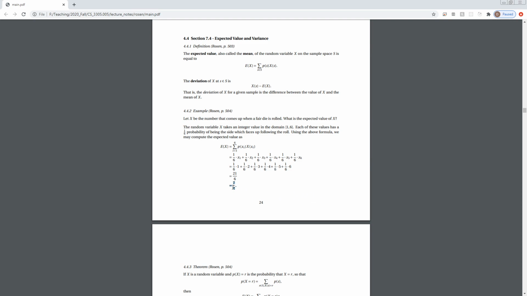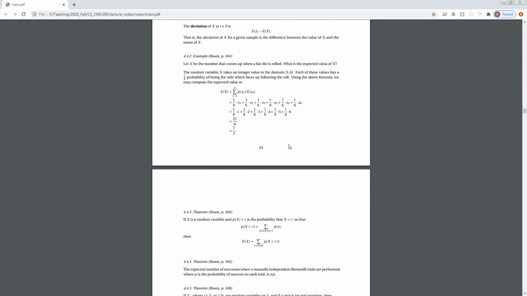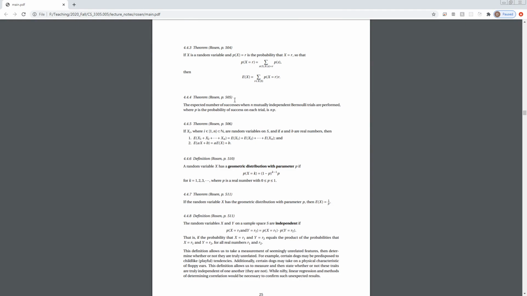So just because it's not an actually possible result, it doesn't mean that it's not the correct answer for the expected value, right? So again, it's not telling the full story. There's something else that would describe this a little bit better, and that would be that it's a uniform distribution of integer values 1 through 6. Okay.